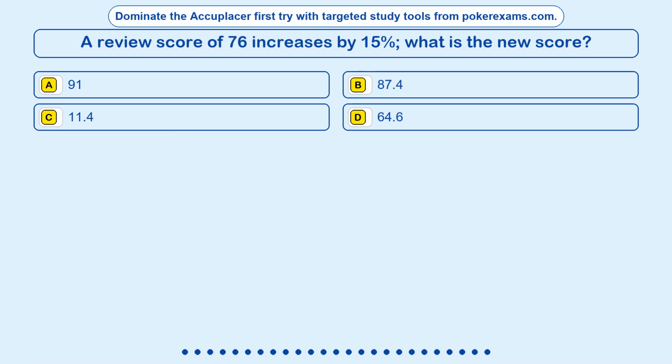Question 4. A review score of 76 increases by 15%. What is the new score? Option A, 91. Option B, 87.4. Option C, 11.4. Option D, 64.6.